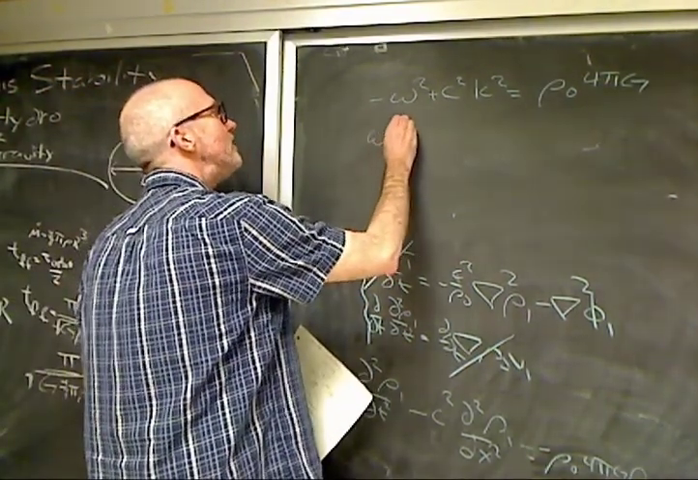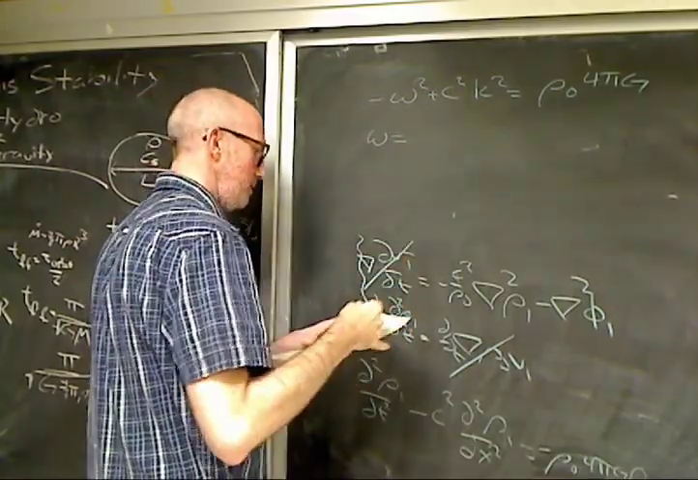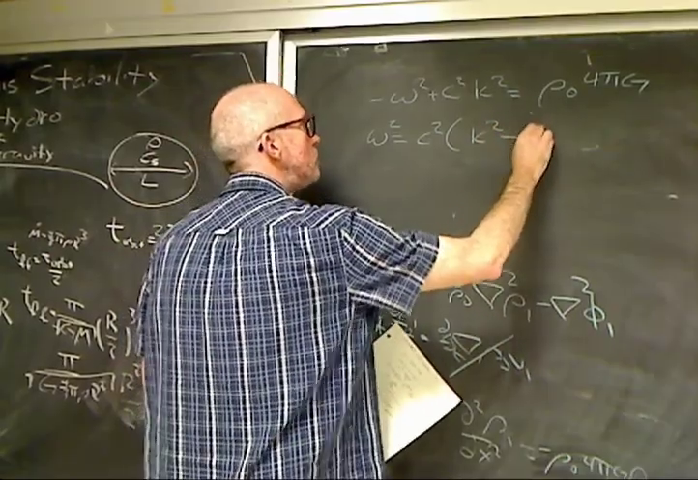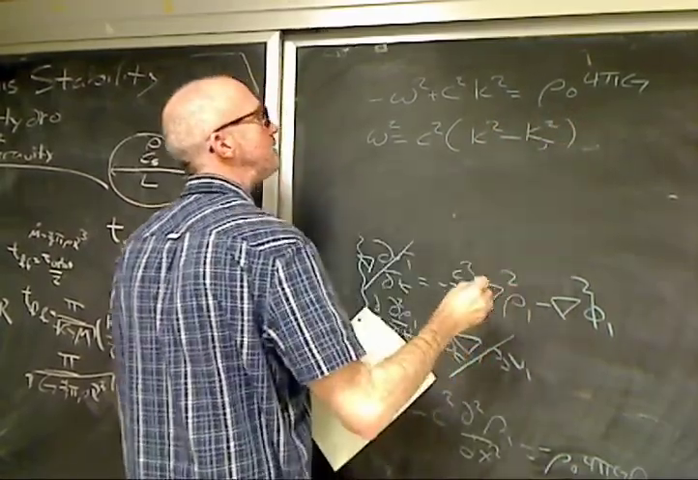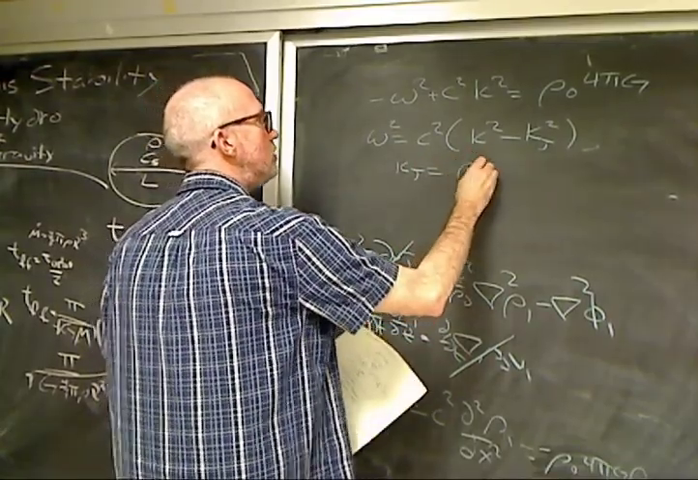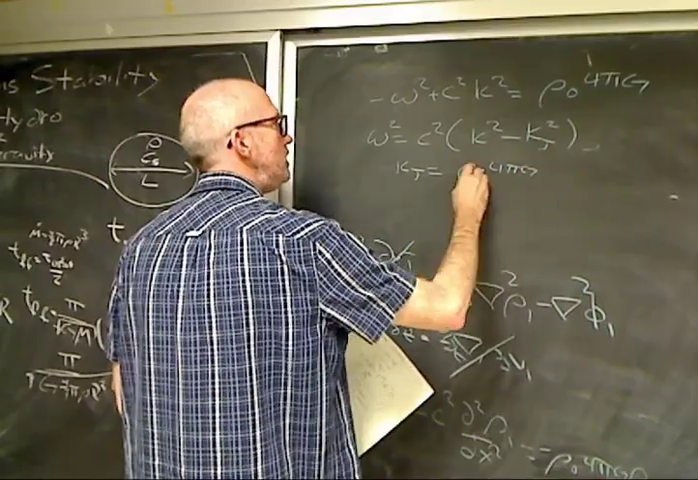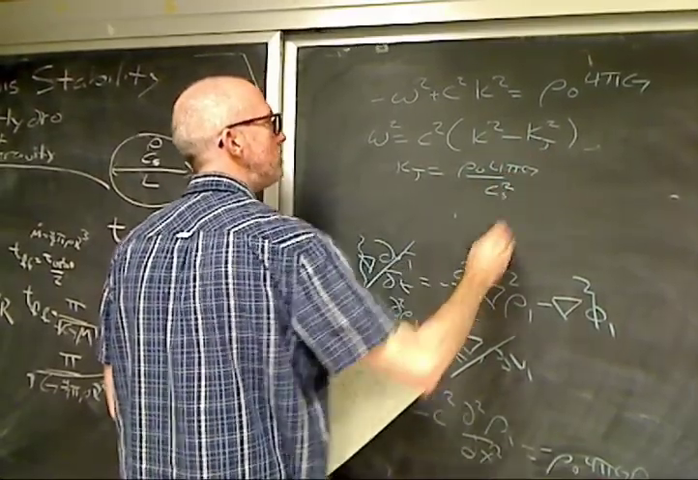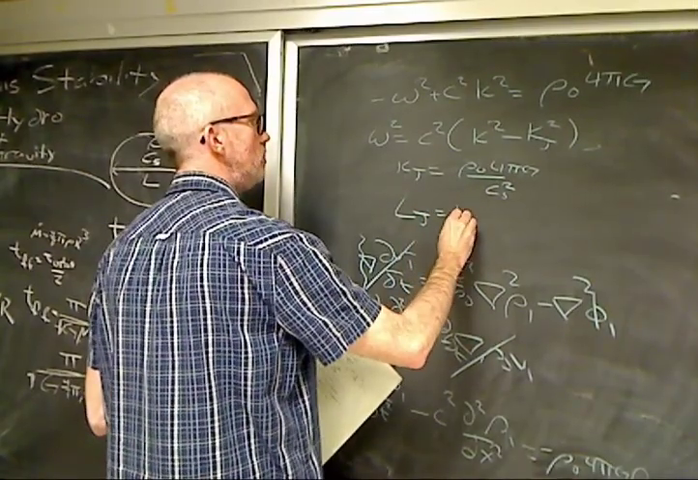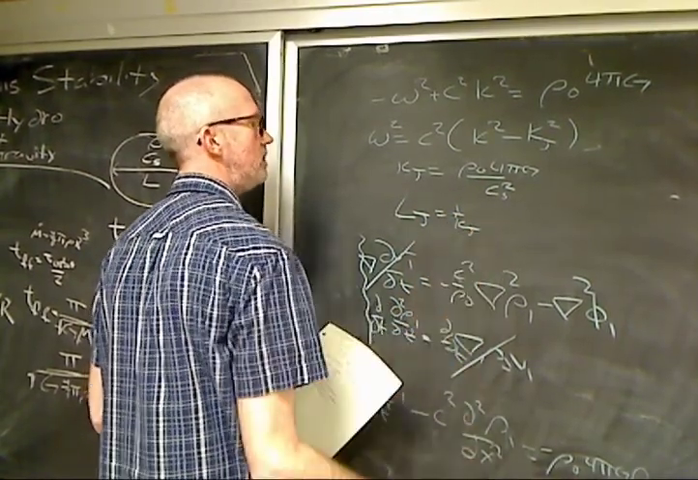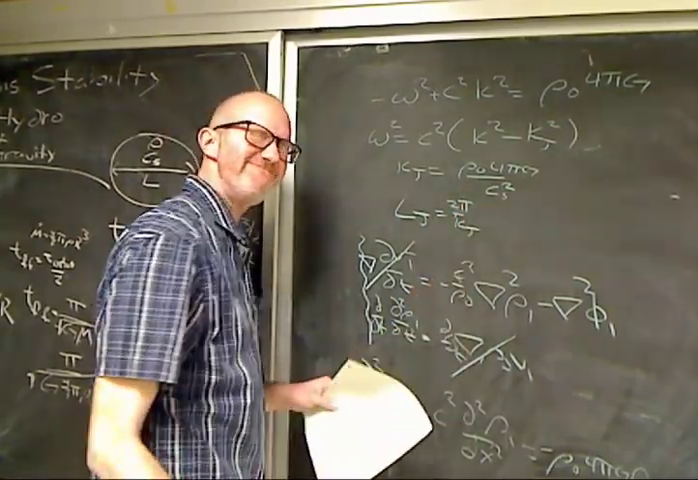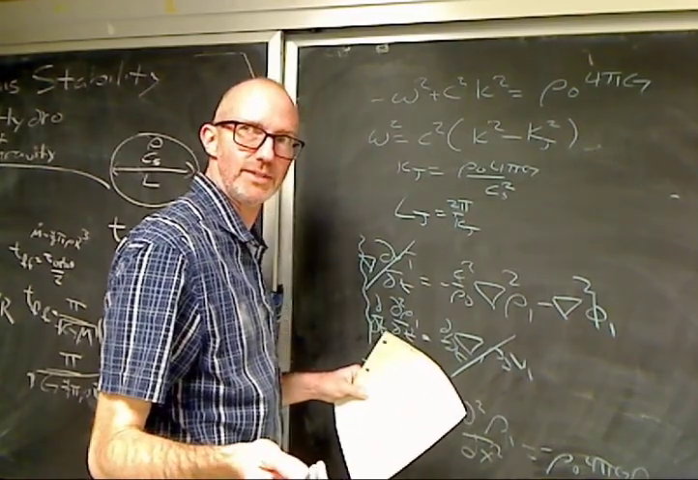Okay, so now we rewrite this, and we get that omega squared equals c squared times k squared minus what we'll call kj squared. And kj is rho naught times 4 pi g over c sound squared. Or the Jeans length is 1 over the Jeans number. Maybe there's a 2 pi here. I'm really kind of sloppy with that 2 pi sometimes.